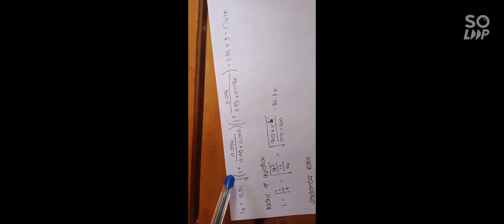Then we substitute the value into this equation. So we have here 0.5 times the square root of 1 plus 0.096 over 0.5 plus 0.096, which is the same as here. We found out that it is 0.59 times the effective length, which is 3, equal to 1.764 meters.